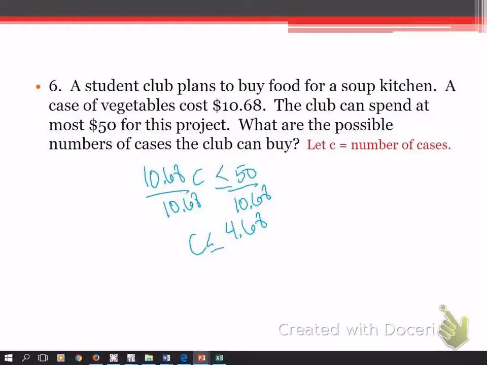Now, what does that mean? That means, can we buy 5 cases? Because we rounded up on the last one to 17. Can we buy 5 cases here? No. We can only buy up to 0.6 cases, so 4.6 cases. And we can't buy 0.6 cases. So we can buy 4 cases. That's it. We'll have some money left over, but that's the way it goes. Okay?